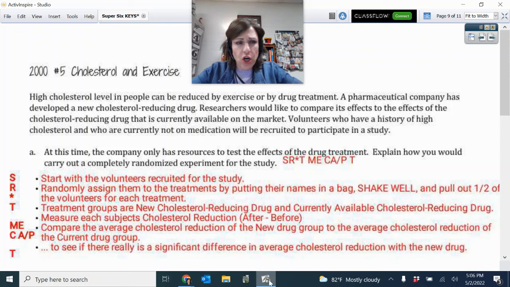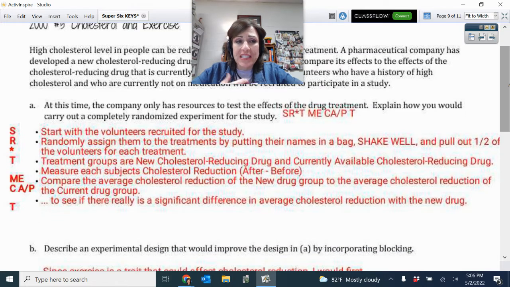All right, let's go over our Super 6 cholesterol and exercise problem. So, we were first asked to explain how you would carry out a completely randomized experiment, meaning not blocking by a particular trait. So, that's what we did with StratMeCap. Start with the subjects that you have. And so, we start with the volunteers that we recruited for this study, randomly assign them with a big bag.